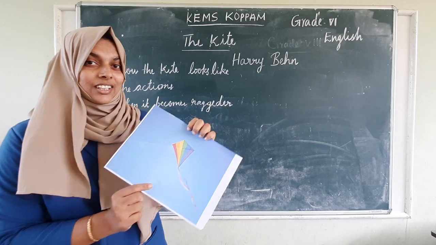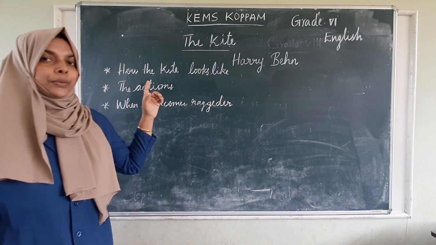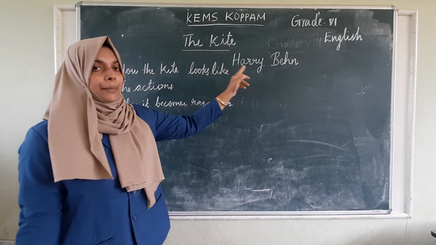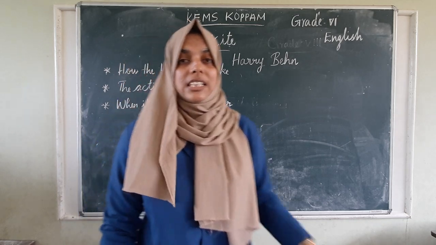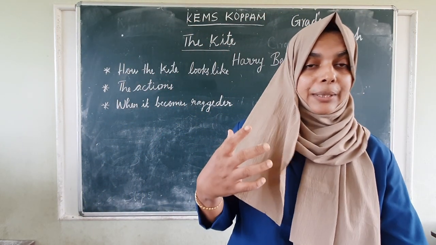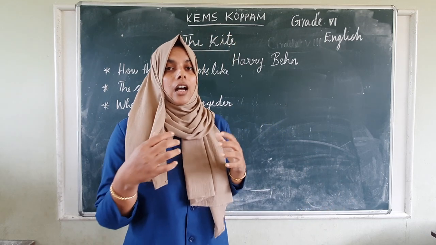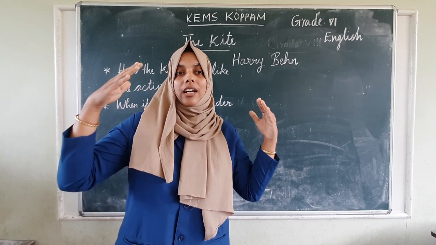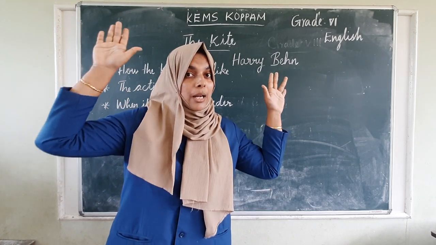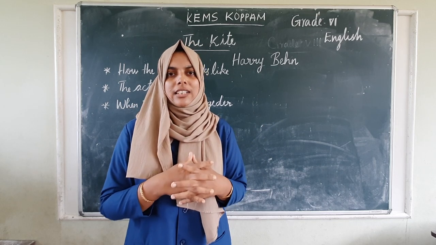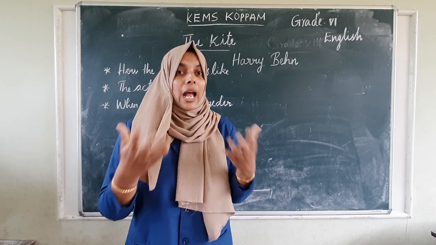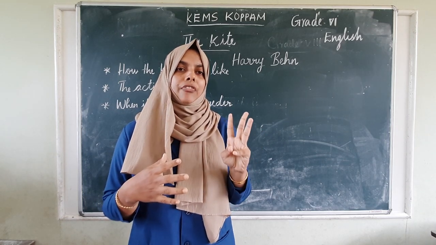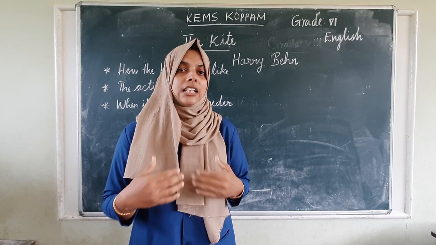This is a kite. Okay, so the name of the poem that we are going to learn today is The Kite. It's written by Harry Behn. In this poem, the poet is describing the life of a kite and how the kite looks when it is new and what it is doing in the sky when it is flying high up in the sky, the actions of the kite and what happens to it when it is torn. These are the three stages in the life of a kite that the poet is explaining in this poem.